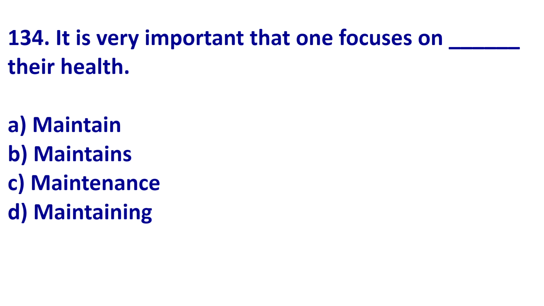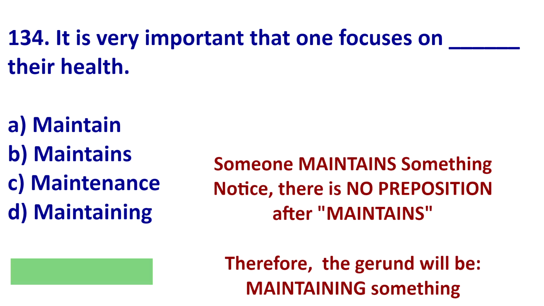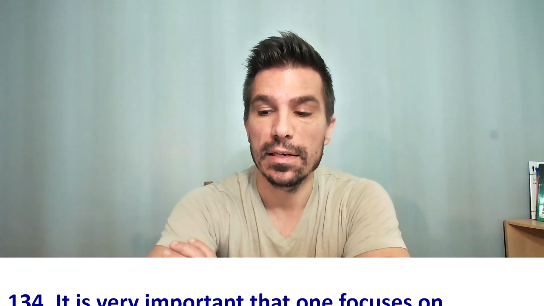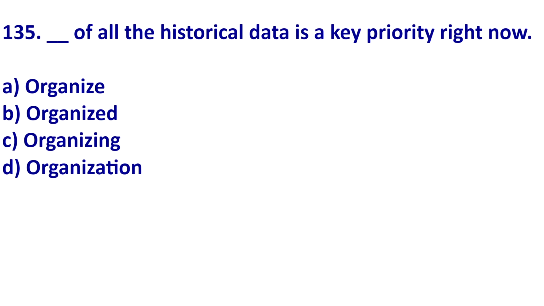Now it's either going to be C or D. We know that because focus on is a preposition and needs to be followed by a noun. Now, if I maintain my health, it is important. So maintaining my health is important. There is no preposition, so I'm going to use maintaining their health. So I'll use D. If I used maintenance, it would have to be maintenance of their health. But there is no of, so I am picking D. Let's look at one last one.